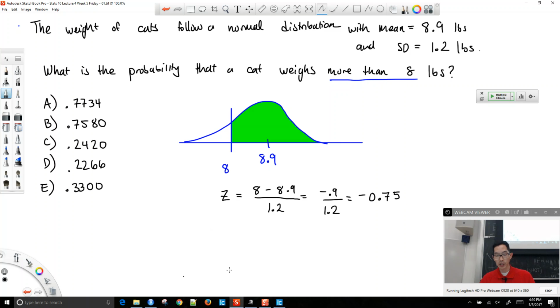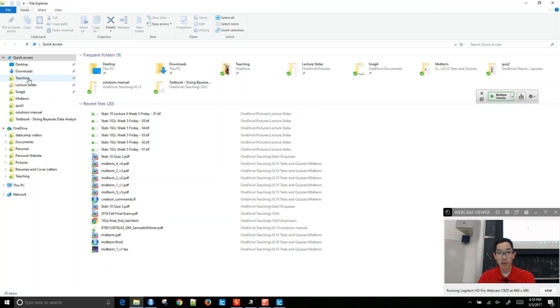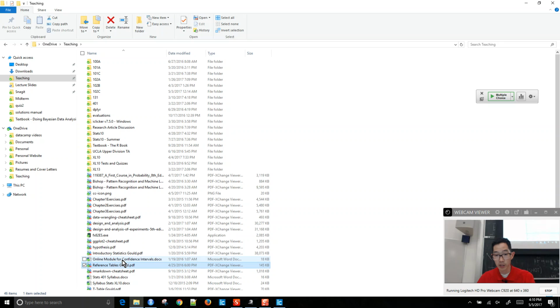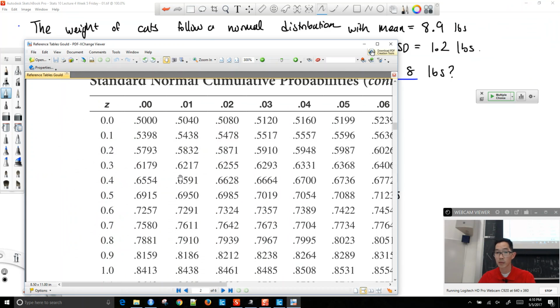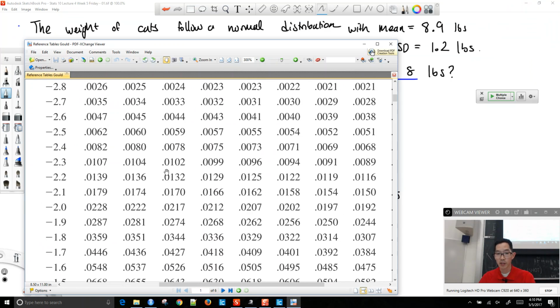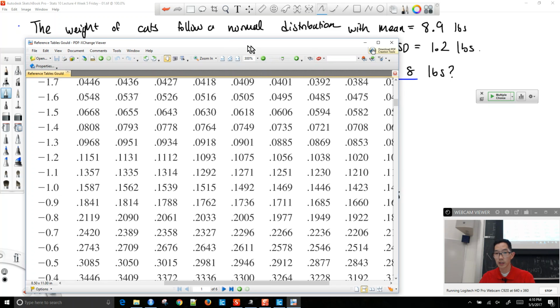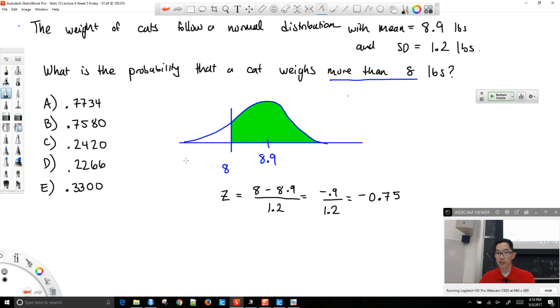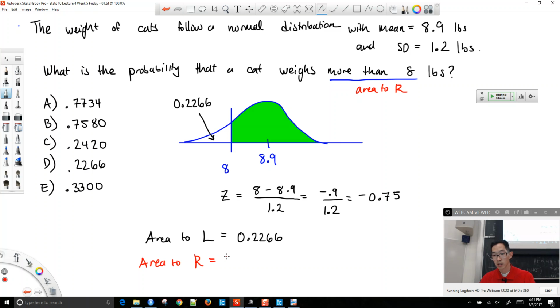And now I look up negative 0.75 in my z-table, which, let me find my reference tables here. So I go to z equal to negative 0.75, and I believe the value there is 0.2266. Okay, that's the area to the left. However, the question asks more than 8 pounds, so we want the area to the right. So the area to the right is 1 minus 0.2266, and we get 0.7734. And there is our answer.